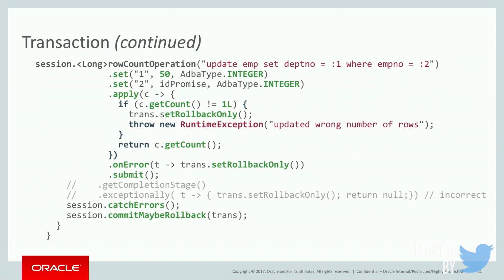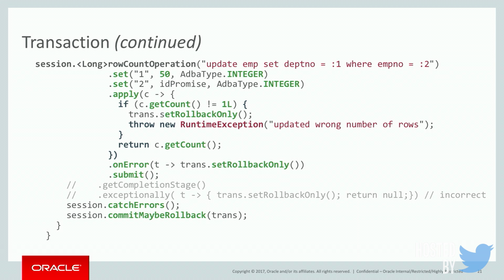And the second one, the value of the second bind variable is ID promise, which is a completion stage, which means the value will be set when the previous operation completes. Okay? I think that that's easy to understand. So if the count, we apply get count, if the count is different from 1, then there is a problem. So we say wrong number of rows. Otherwise, we just return the count.